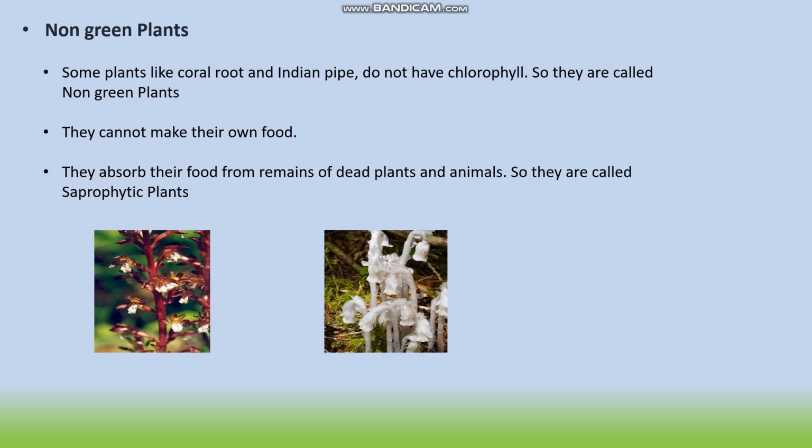Next, non-green plants. Some plants like coral root and Indian pipe don't have any chlorophyll, so they are called non-green plants. They cannot make their own food. They absorb their food from the remains of dead plants and animals. So we call them saprophytic plants. You can view the picture of coral root and Indian pipe on your screen.